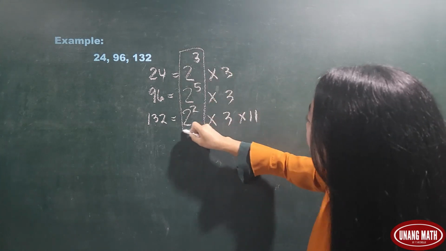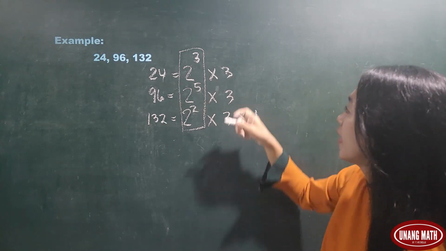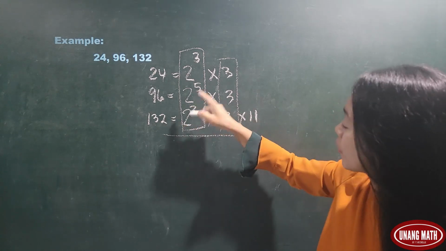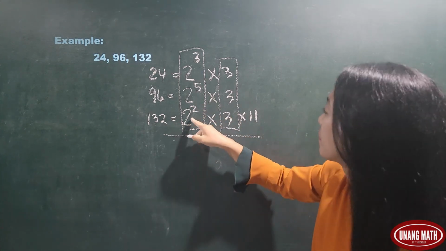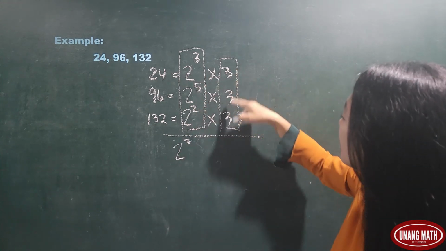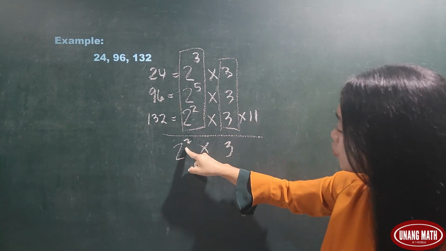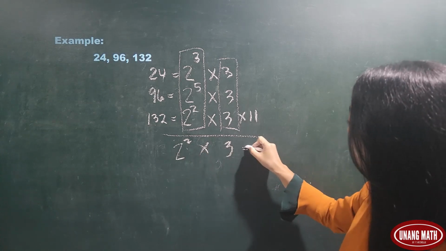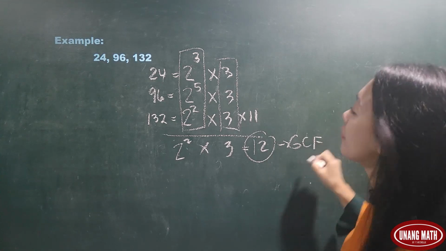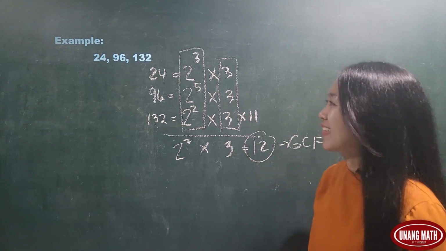So 2 raised to the power of 3, 2 raised to the power of 5, and 2 squared have the same base, 2. 3, these are the same numbers. So we will get the smallest number. Among these numbers, 2 squared is the smallest. And these are the same numbers, so we will just copy the same number. 2 squared is 4, so 4 times 3, the answer is 12. So 12 is the GCF of 24, 96, and 132.